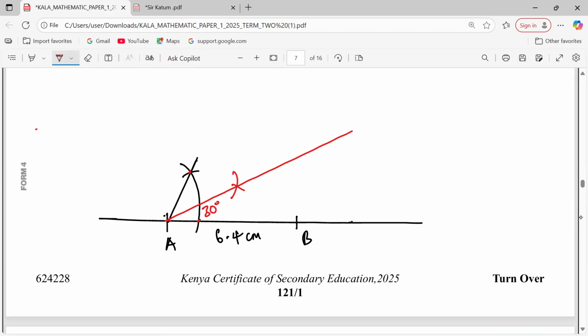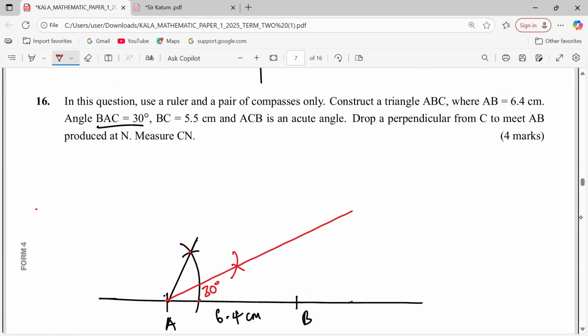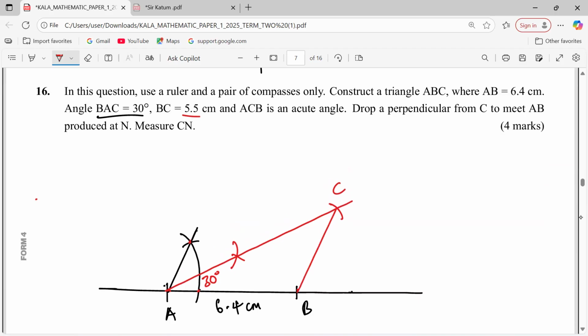Then after that, we should check that the length from B to where C is supposed to be is 5.5. So with a radius of 5.5, we make an arc. And that becomes our C. So we join it like that, and we have our triangle.